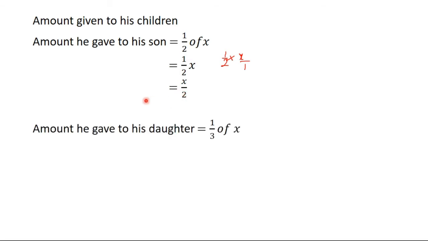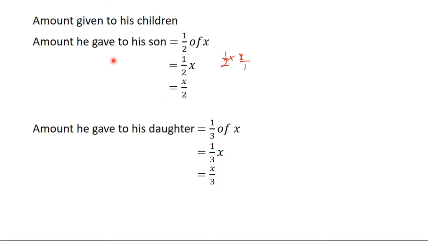Let's find the amount of money he gave to his daughter. He gave 1/3 of the money to his daughter. So we are going to have 1/3 of x. Remember, x is the amount of money he withdrew from the bank. So this is going to give us 1 over 3 of x. We know that 1 over 3 x will give us x over 3.